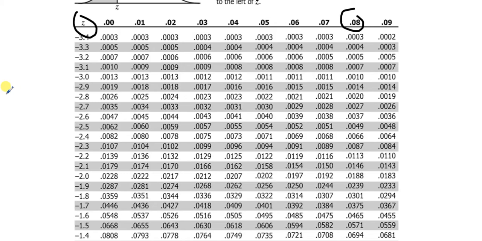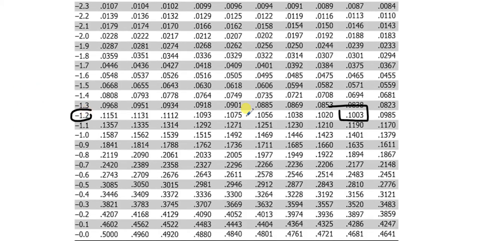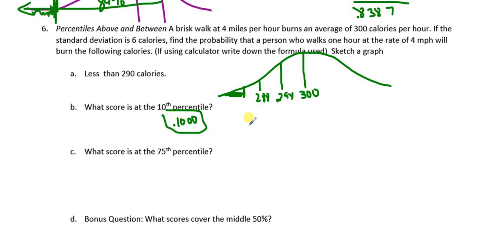And then we use the same formula. So negative 1.28 equals our score minus the mean, divided by the standard deviation, and we don't know the score. In the earlier problem you'd put 290 in to figure out what z is. Now we're trying to figure out the score, but you still use the mean and standard deviation: 300. We know it's going to be less than 300 because it's down below it, and the standard deviation is 6.